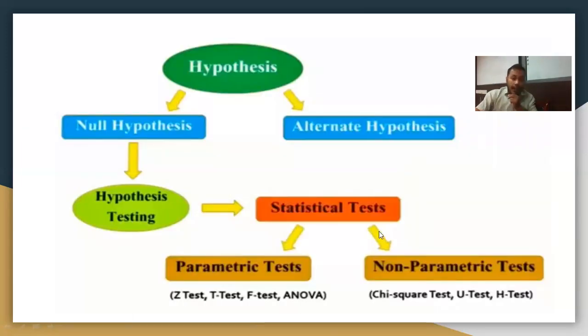Now look at this diagram. I hope this figure is visible to you. Hypothesis, null hypothesis, and alternate hypothesis, right? Now, hypothesis testing is mainly targeting which one? That is the null hypothesis, right? Got it? Hypothesis testing is mainly targeting the null hypothesis.